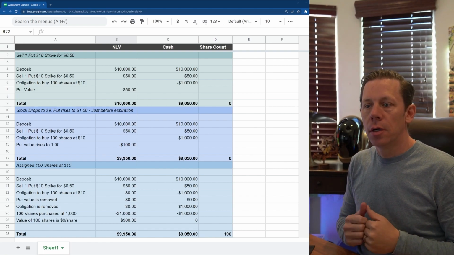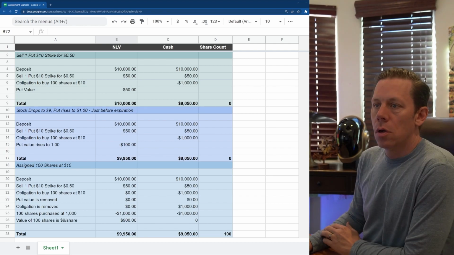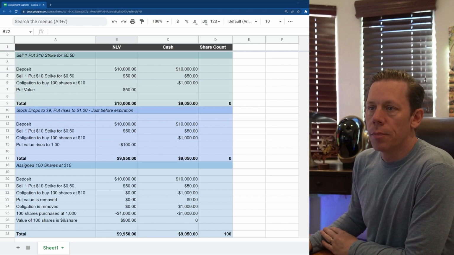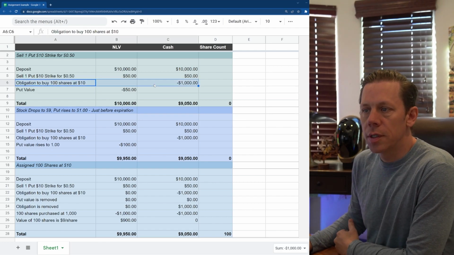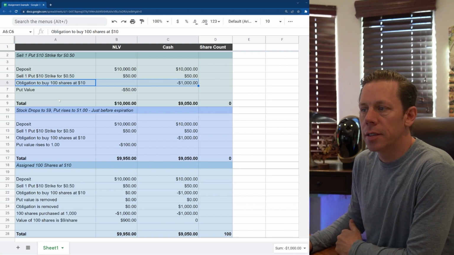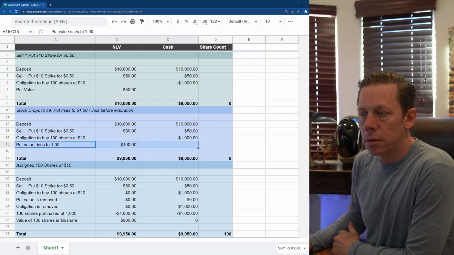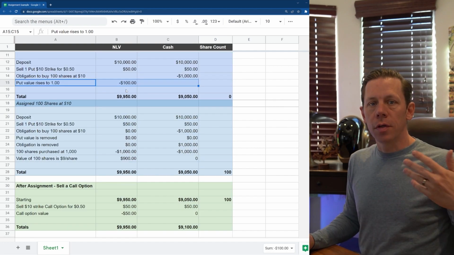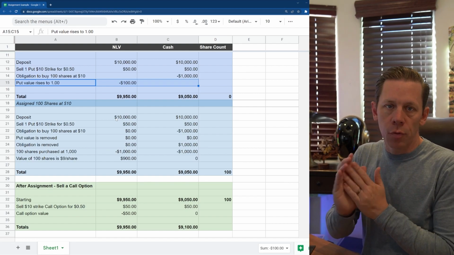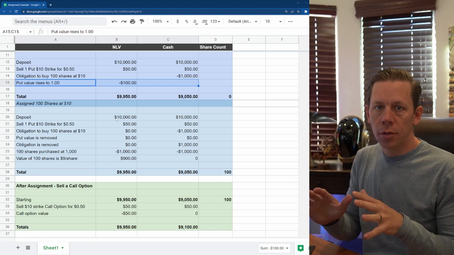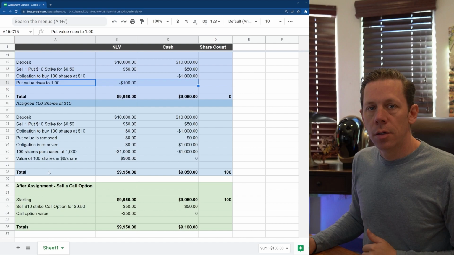So from last time, just a quick recap, we started off by selling a put option. We see we have the obligation to buy 100 shares at $10. And then the stock dropped and we started to lose $50 on the trade. And then ultimately, on expiration day, the shares closed under $10. $9 is what we put in here. So we were assigned the 100 shares.